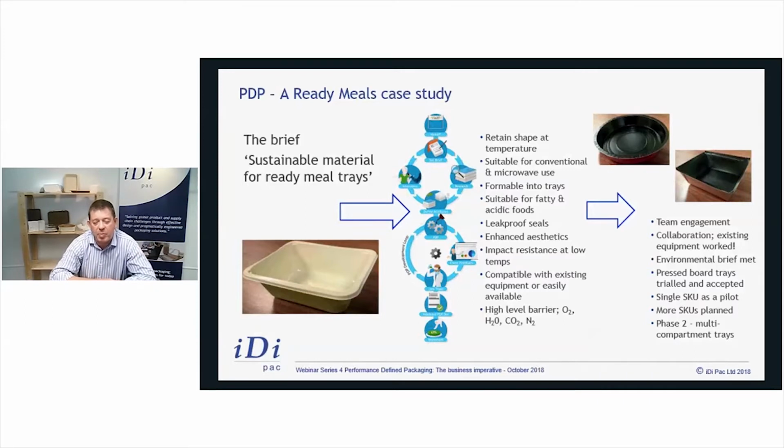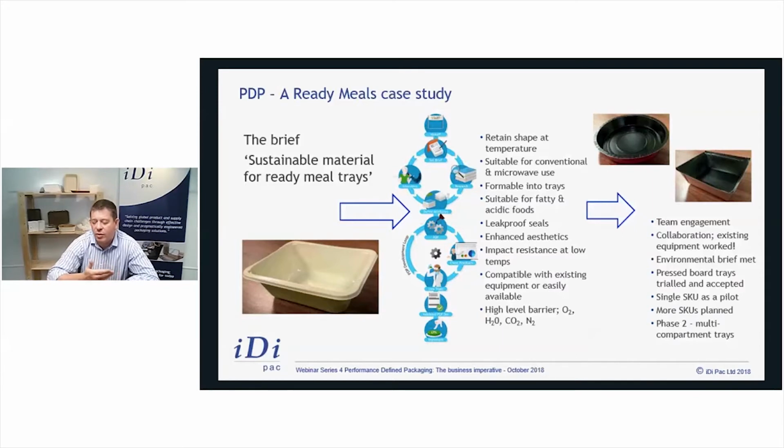Key that it had to be compatible with the existing material, so the ability to change shapes, to mess around too much with the actual format, wasn't really there. And we're looking for high levels of barrier for oxygen scavenging, for water moisture content, and CO2, nitrogen, all those sorts of things for modified atmosphere packaging. So we started doing this and came up with what we believe is the right answer. It's been taken forward.